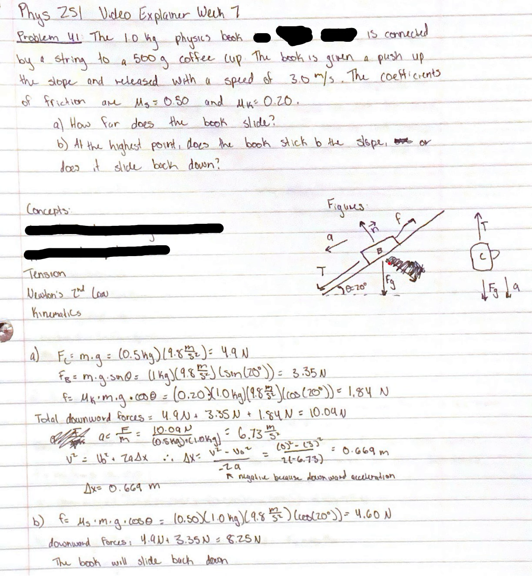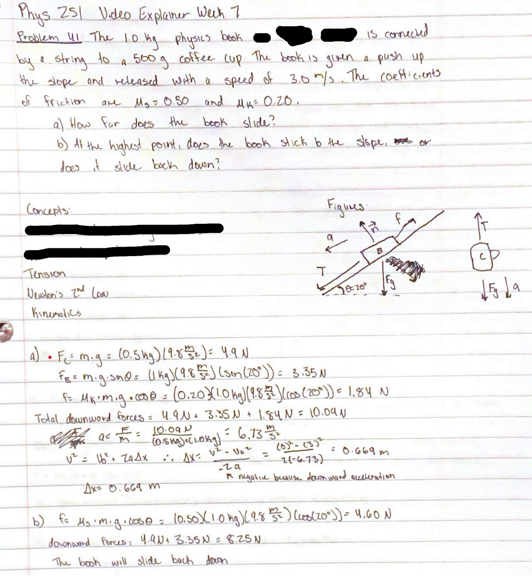For the book, we have friction going in the opposite direction of acceleration, as well as tension, the force of gravity, and normal force, whereas the cup experiences the force of gravity as well as the downward acceleration, and tension in the upward direction.